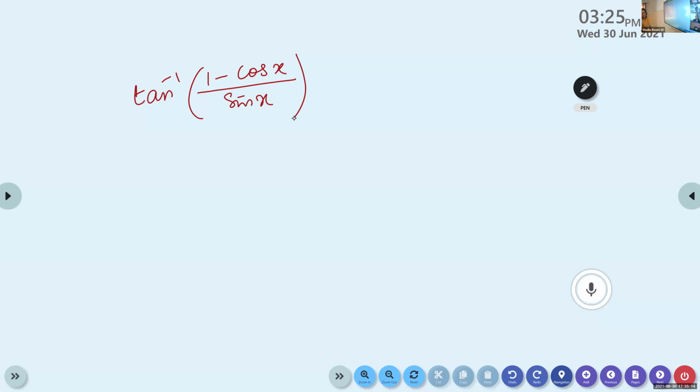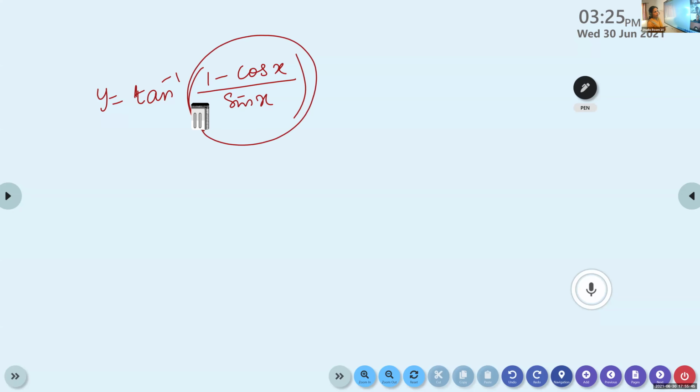How to do this? Look here, children. Keep your pen down, sit straight and listen. First we should recall that if it is tan inverse, within the argument also we should try to make it as tan. This function is given in terms of tan inverse, so inside this argument we should try to make it in terms of tan.